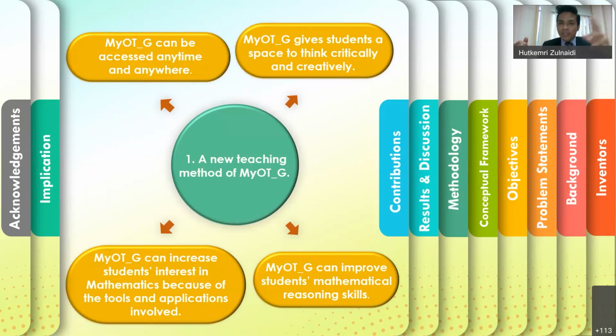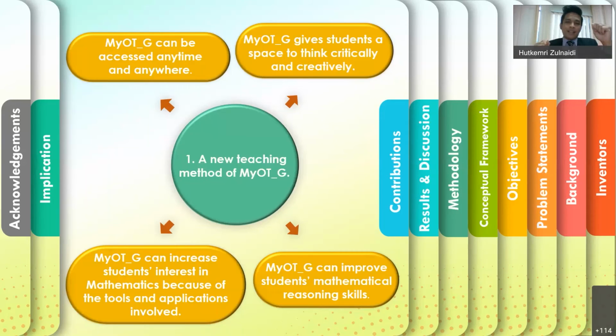MyOTG also gives students a space to think critically and creatively. Because we put it in a box, they put it into their own real-life situation, so they can think, oh, proportional logic is like this. Because they explore by themselves and give their own examples, they can understand more. MyOTG can also increase interest in mathematics because of the tool and application involved.